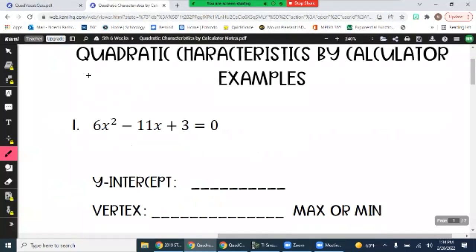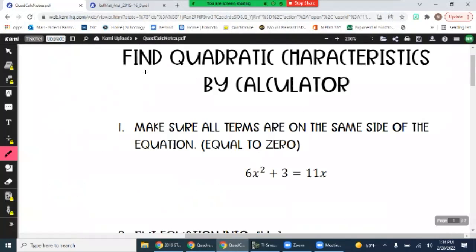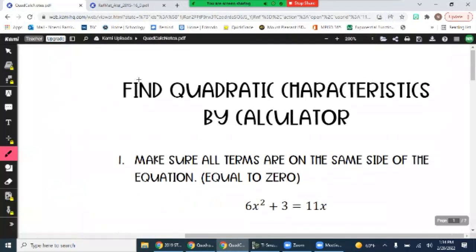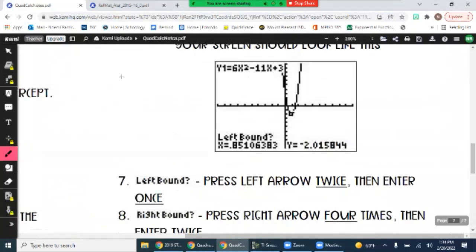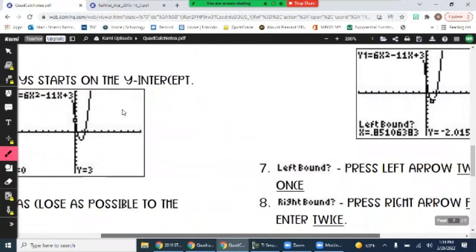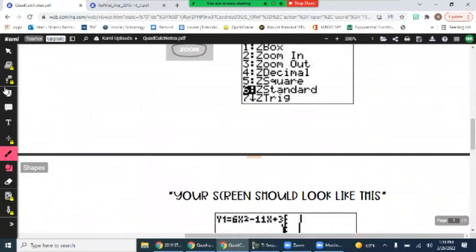This foldable right here is going to be the very first example, and it goes along with the steps. All of your steps are going to be right here. They are in picture form. So if you have a question, make sure you refer to this first before coming to ask me. Okay.